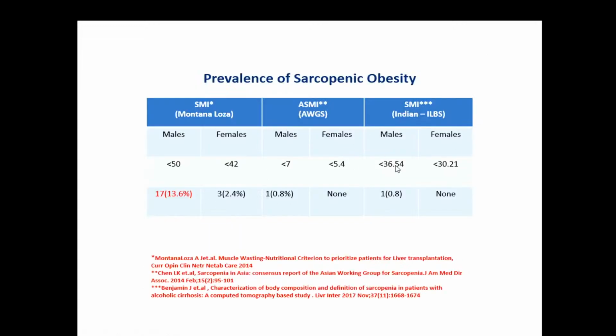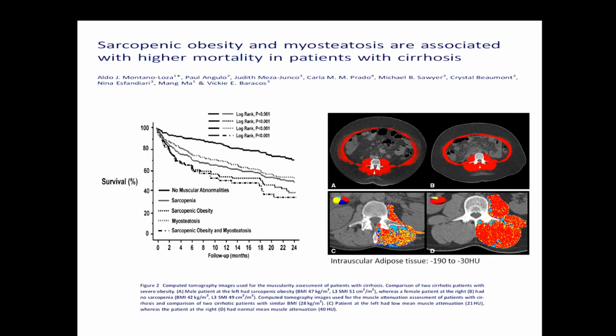Now, when you look at the prevalence of sarcopenic obesity using the different cutoffs over here, so males, if you see this cutoff of less than 50, which has been proposed, it is 13.6%, and this is from our cohort, 2.4%. But when we apply the Indian or the Asian cutoffs, we find that the prevalence is very poor. So maybe these cutoffs, the way they have been derived, they again need to be re-looked into.